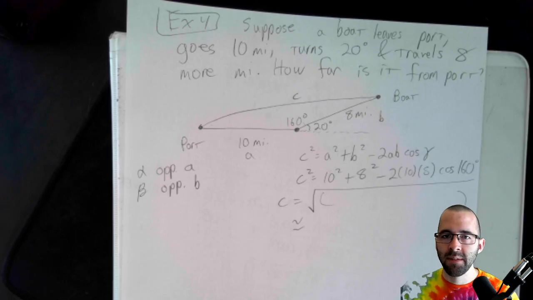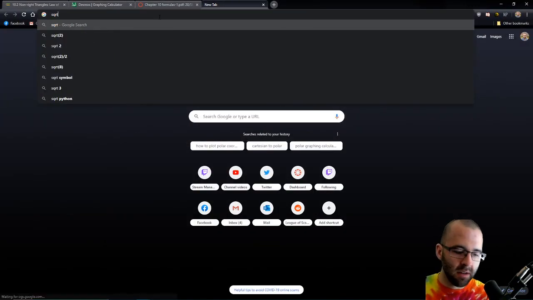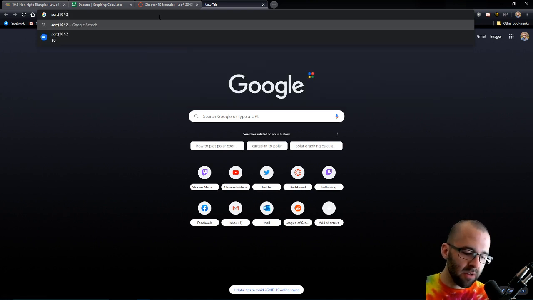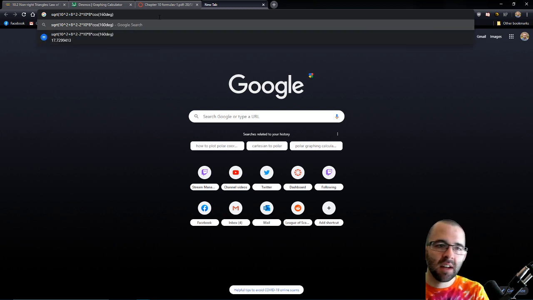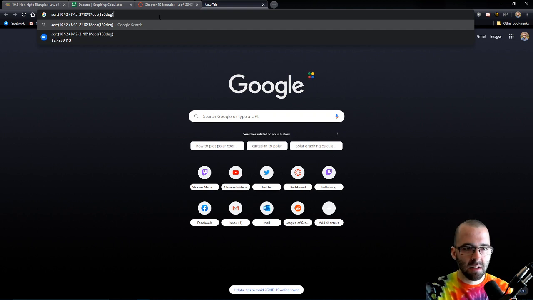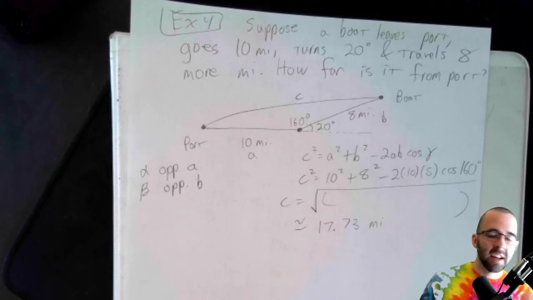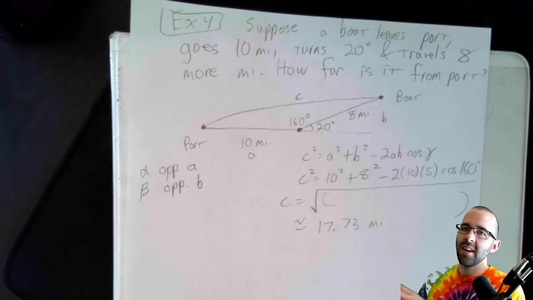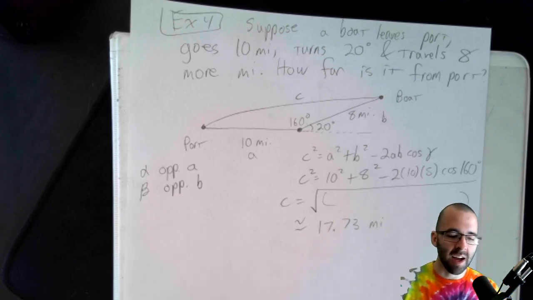So we just type all this stuff into our calculator and see what we get. All right. We need to type in square root of 10 squared, or 100, plus 8 squared minus 2 times 10 times 8 times the cosine of 160 degrees. We get 17.73 approximately. And what are our units? Our units are miles.